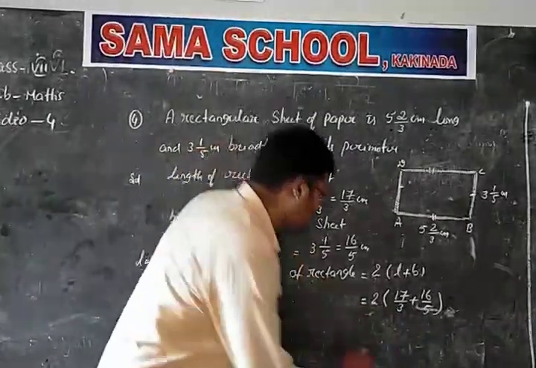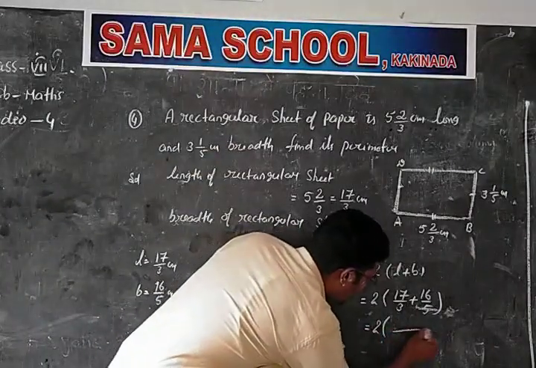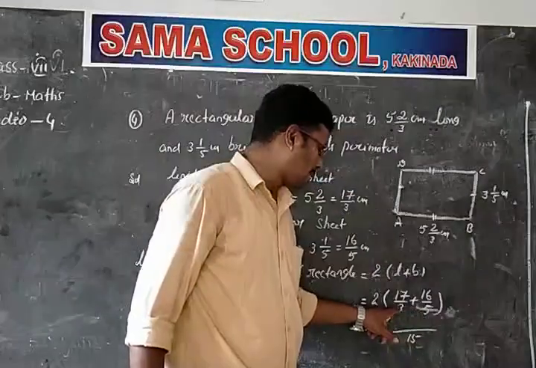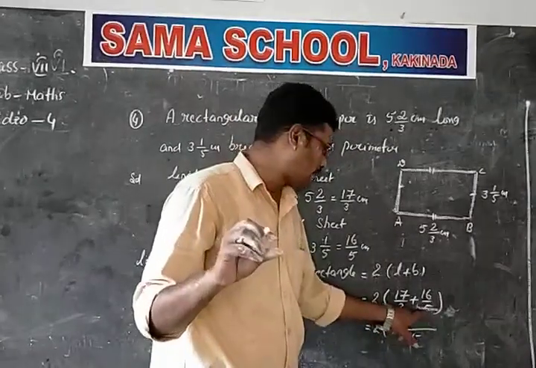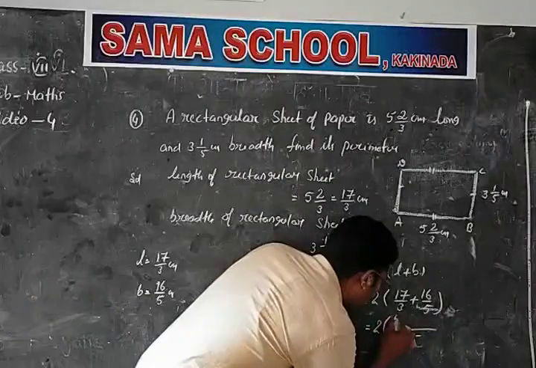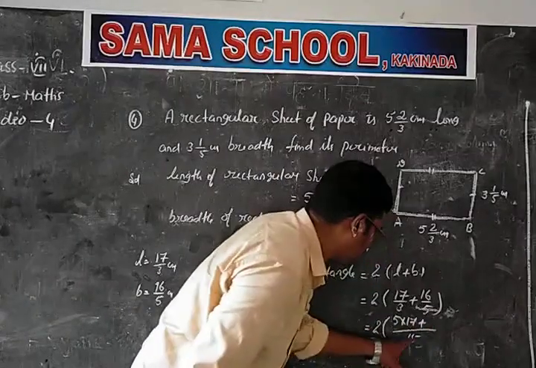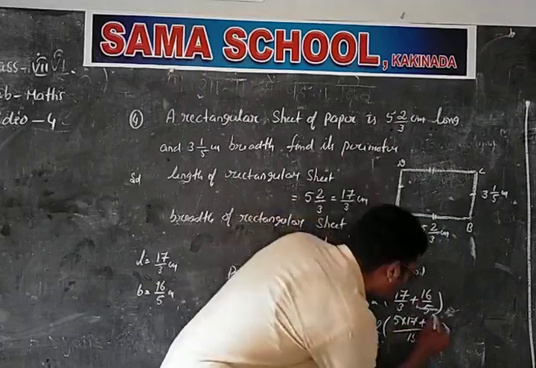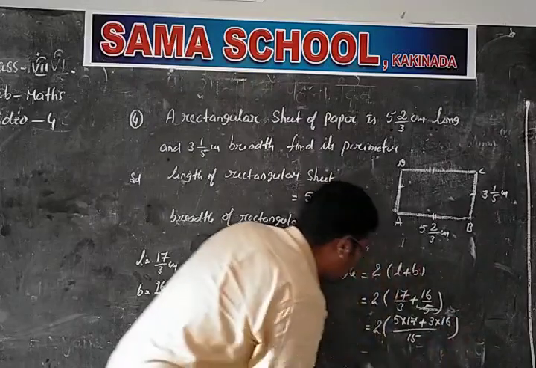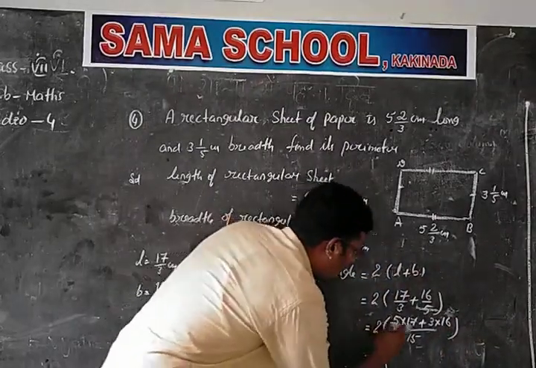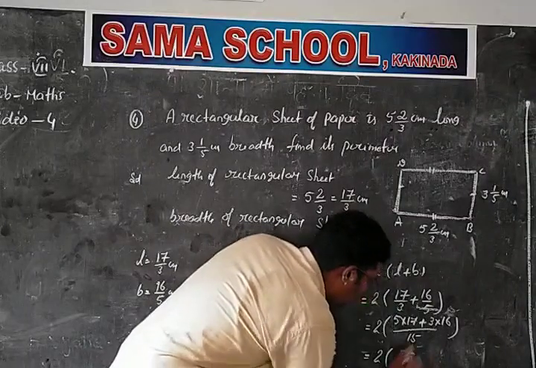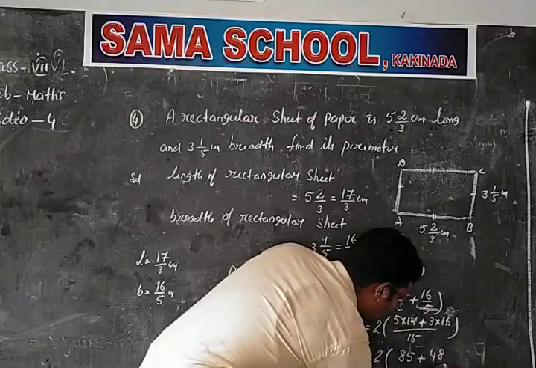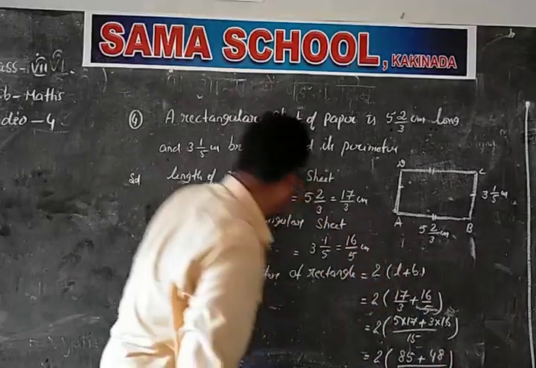Now find the LCM. 3 times 5 is 15. 3 how many times in 15? 5 times. 5 into 17 is 85. 5 how many times in 15? 3 times. 3 into 16 is 48. So 85 plus 48 over 15.